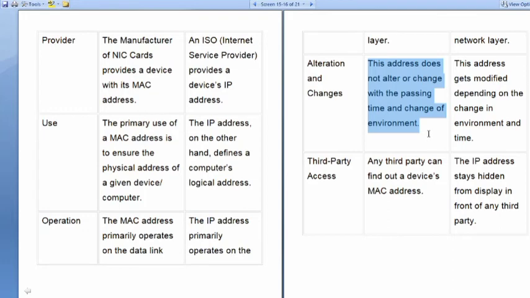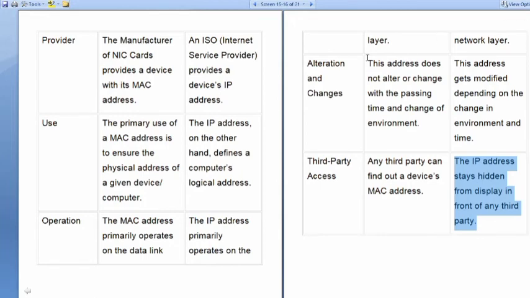For example, can you change your permanent address? No. The hardware address does not change. It is fixed. Whereas the IP address gets changed depending upon your location as well as environment. Any third party can find out the device's MAC address. But in the case of the IP address, it stays hidden. It is not visible and cannot be accessed by any other third party.